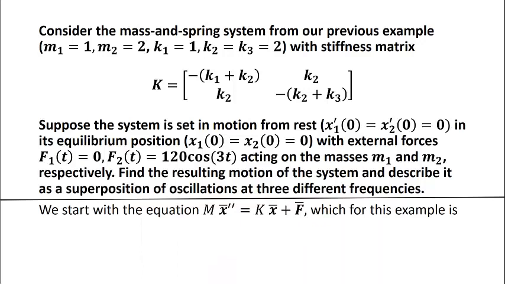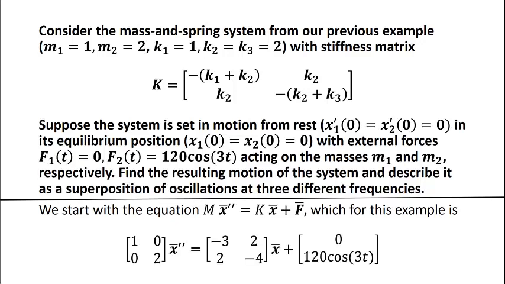All right, so we start with our equation, M x double prime equals Kx plus F. For this example, remember our mass matrix will be that diagonal matrix. The entries on the diagonal are the values m1 and m2. Then we've got our matrix K, which is given to us in the problem. And we've got our external forces. We're told that F1 is 0 and F2 is 120 cosine of 3t.